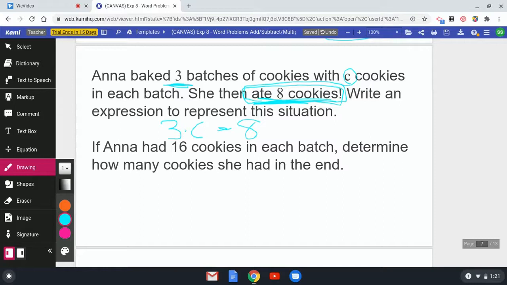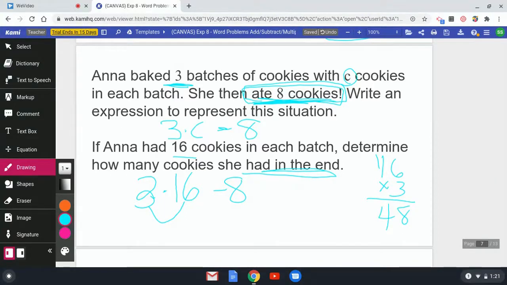Subtract. If Anna had 16 cookies in each bag, I would do 3 batches times 16 cookies. Determine how many cookies she had in the end. So I'm going to have to minus the 8 that she ate. 3 times 16. I'm going to do some extra work over here. 3 times 6 is 18. 3 times 1 is 3. Plus 1 is 4. So 48 cookies total, but minus 8 that she ate. So how many cookies did she end up with?